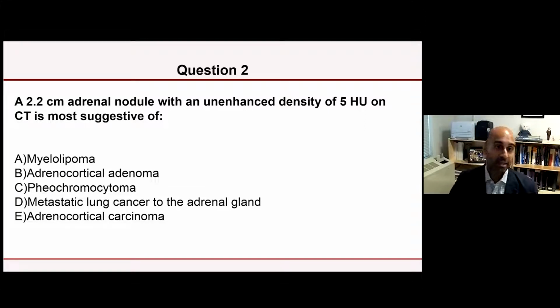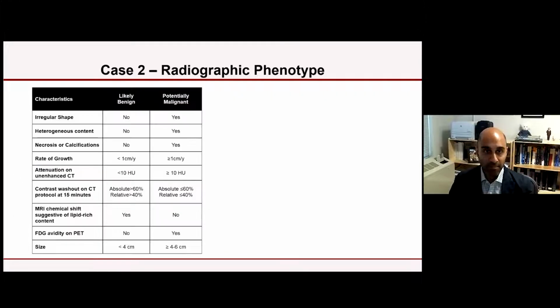So this is almost definitely an adrenocortical adenoma, and I'll explain why. Here is a table that gives you characteristic features that might make you think that something is benign or malignant. Now, these are not foolproof, these are generalizations. Irregular shape of a mass, heterogeneous content, necrosis, calcifications, or rapid rate of growth over time, if you see them, are all potentially concerning features. Not necessarily indicative of malignancy, but you'd be more concerned about something being malignant.